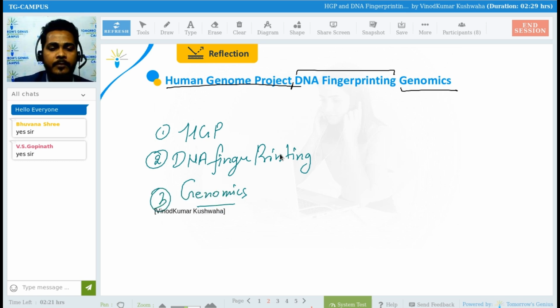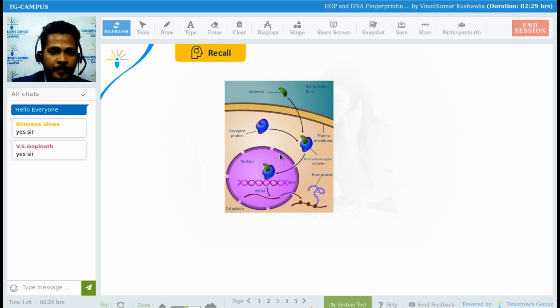So let's start with the first one, that is Human Genome Project. But before we start this, as the rule, we first have to recall what we studied in the previous session. So who is going to tell me what we have learned in the previous session? Yes, anyone who remembers, please tell me what we studied in the last session.